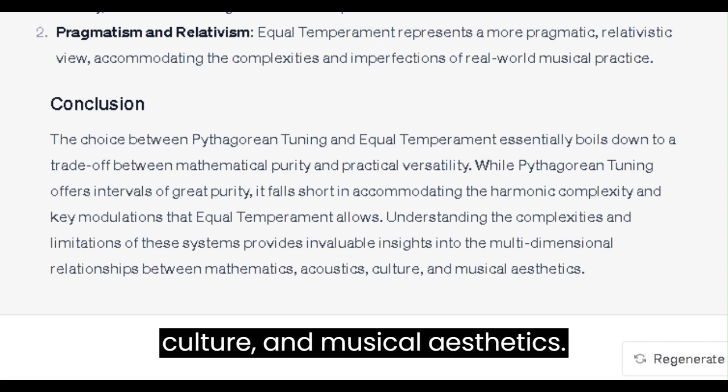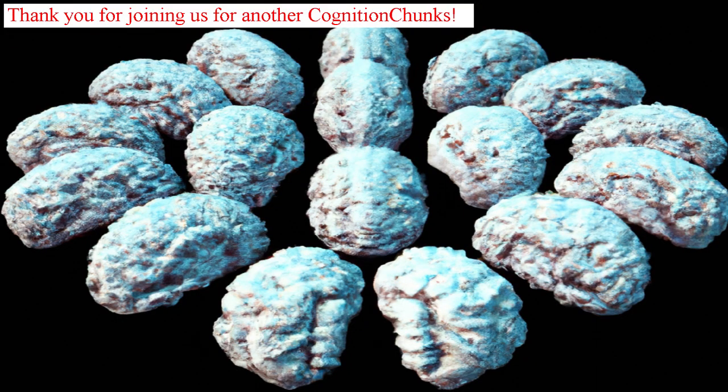What an incredible sonic expedition we've just been on, diving into the intricacies of Pythagorean tuning and equal temperament. This is CognitionChunks, where we take dense morsels of knowledge, toss them into a blender of analysis, and serve up a smoothie that's both nutritious for your brain and delightful for your curiosity.